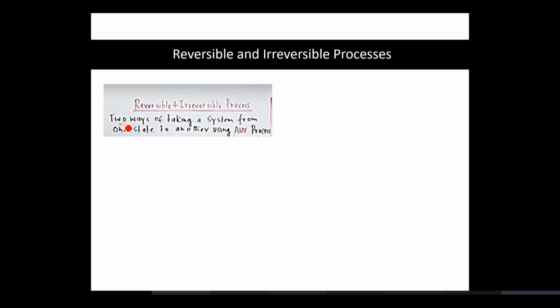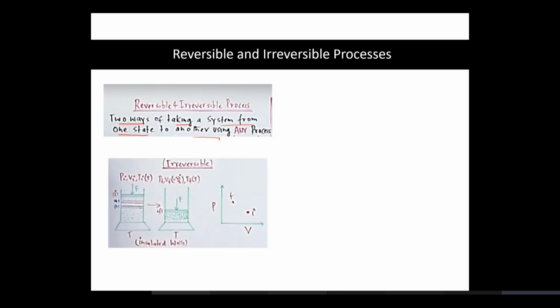Reversible and irreversible, there are two ways of taking any system from one state to another using a process. Let's say I have a piston cylinder assembly. I have a piston over here, and there are some gas particles within this piston cylinder assembly. The assembly is such that the outside is insulated, so there is no heat flowing outside the system. This is the initial system. At the initial stage, my pressure, volume, and temperature are known to me. And if I have a PV plot, I can say that at the initial state, my volume is this, and the corresponding pressure is this, PI.